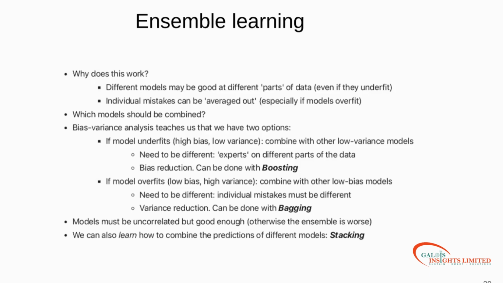So then it comes to the question: which model should be combined? In terms of which models could be combined, we need to check the bias-variance analysis. We check for models that have low variance and models with higher bias. A model that underfits simply means the bias in that particular model is high and the variance is low.